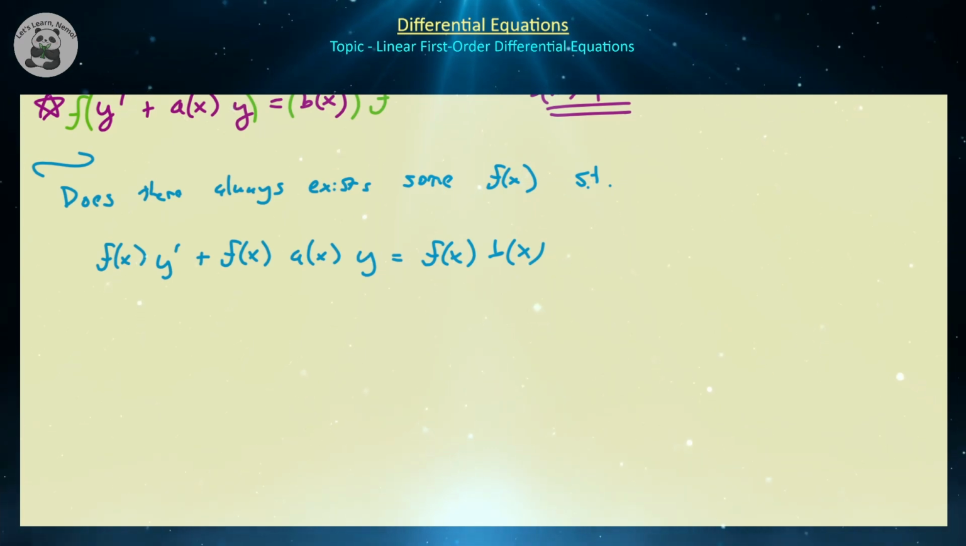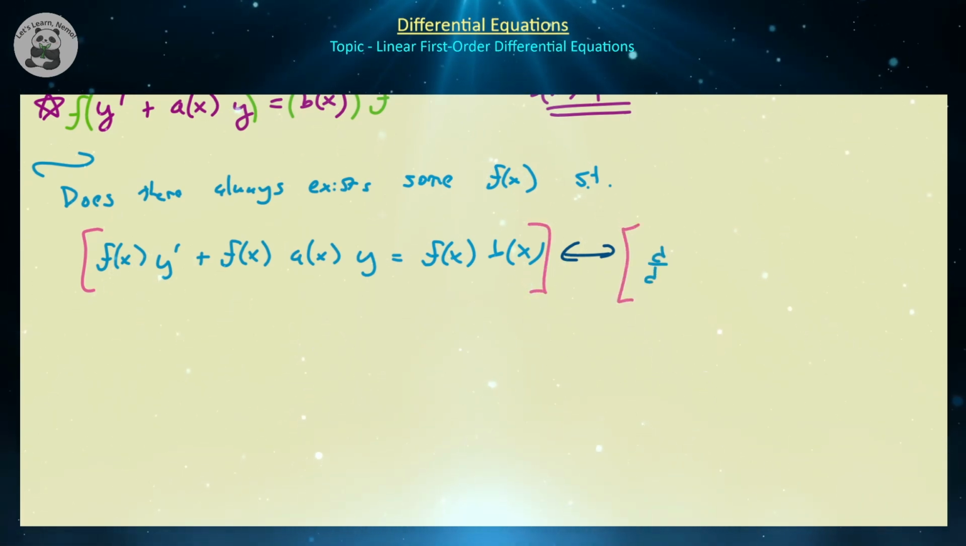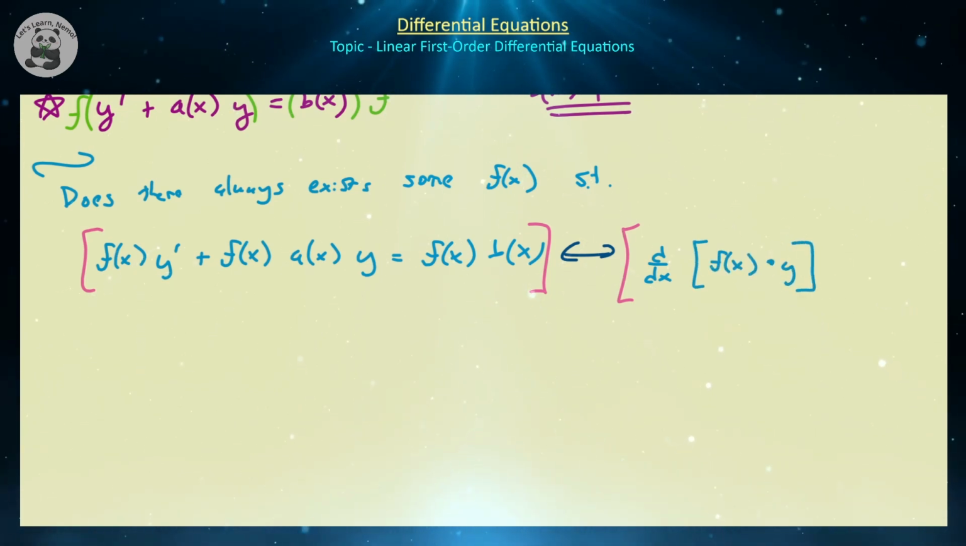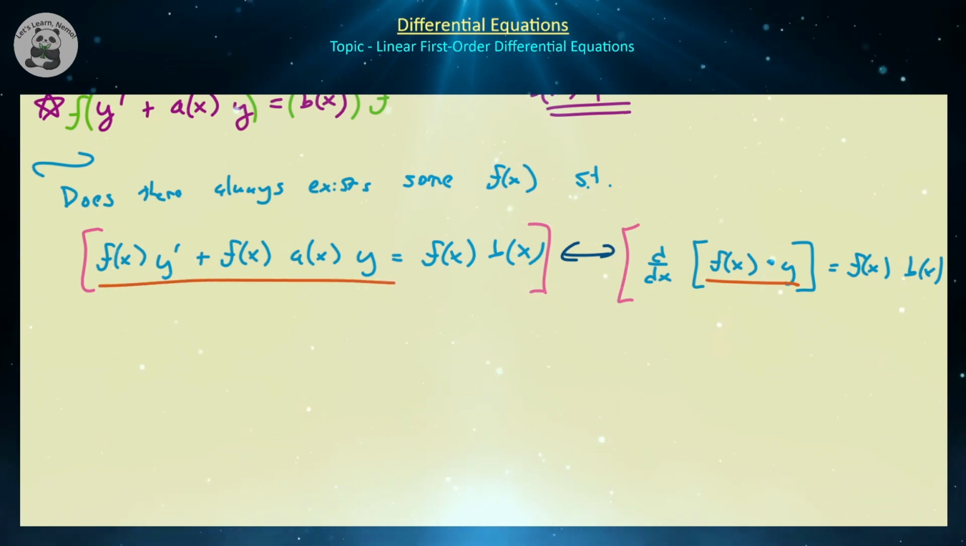Well, what we want is at least equality in terms of the equation, as the derivative of f of x times y is equal to f of x b of x. That is, we want to multiply both sides of this equation by some function f such that the derivative of this via the product rule gives us precisely that.